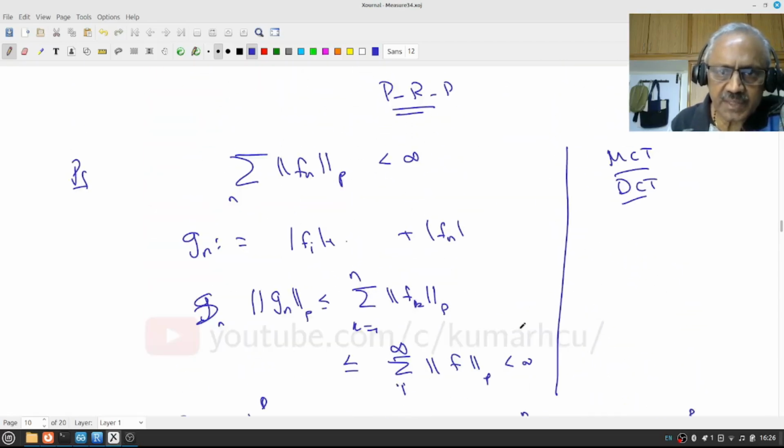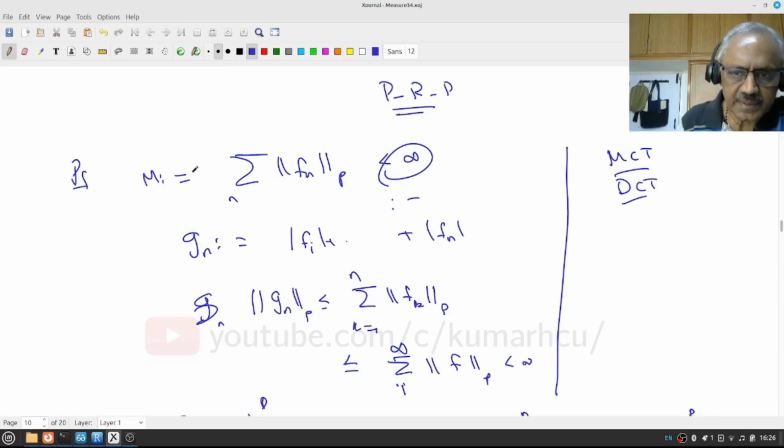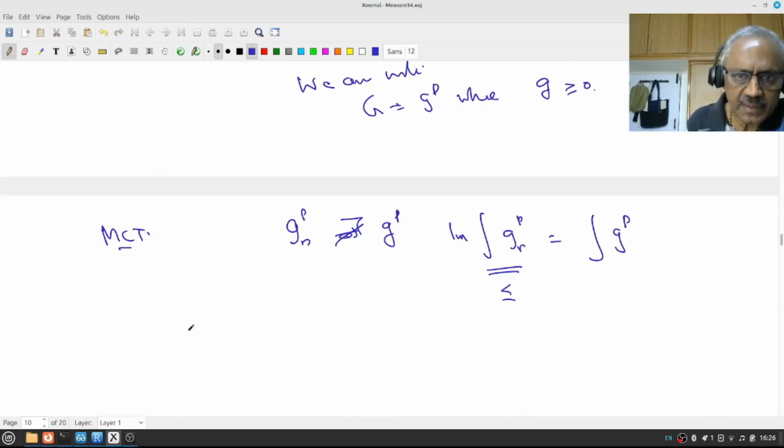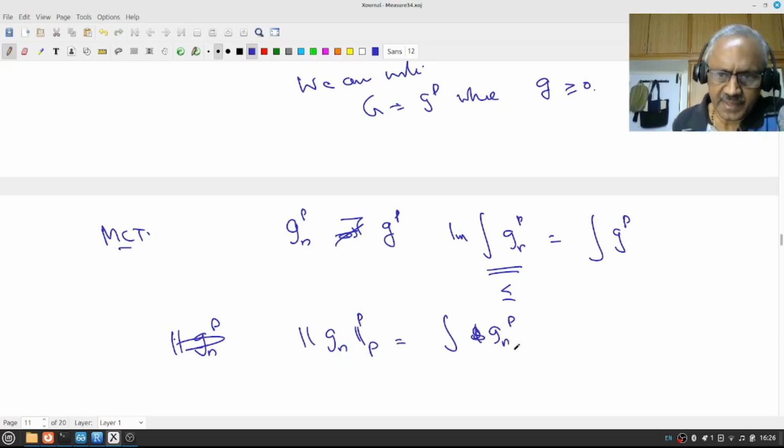But notice that each one of these is less than or equal to, maybe I should have said, let us call this M. Let M equal to this. Right? Therefore, let us look at Gn to the power P in LP now. Gn is positive, therefore I don't write the mod. Gn to the power P is less than or equal to M to the power P.